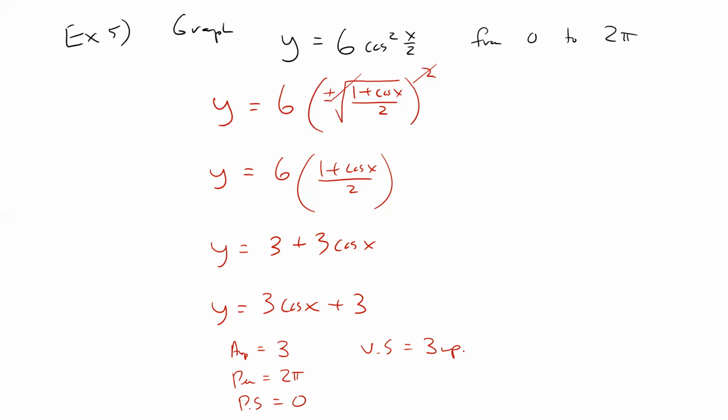All right, so I have an amplitude change and it's 3. So we're gonna go 3 up, 3 down from the middle. The period has not changed. It's still gonna be 2 pi, no phase shift either. I just have a vertical shift. Vertical shift, we're going up 3.